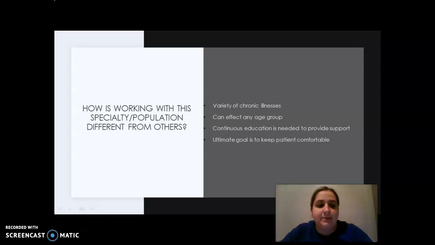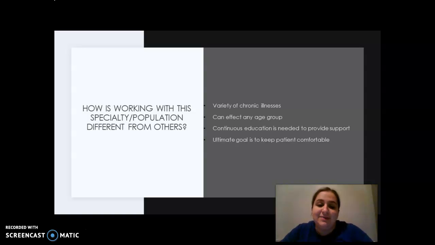So working with this population is different from others. Like I just said, the people who are in end-of-life care suffer from a variety of chronic illnesses. So the social worker in this case has to really have an education and an understanding about the medical field and the background. And this also is pretty unique because end-of-life care can affect any age group. So a social worker in this field might work with infants and children, teenagers, adults, geriatrics, and also continuous education is kind of what makes this population different from others because you're working with such a variety of individuals. So it's important to have the proper education to provide the correct support.